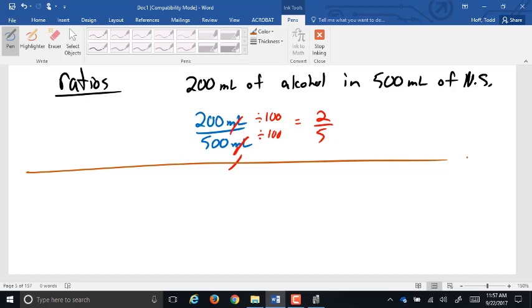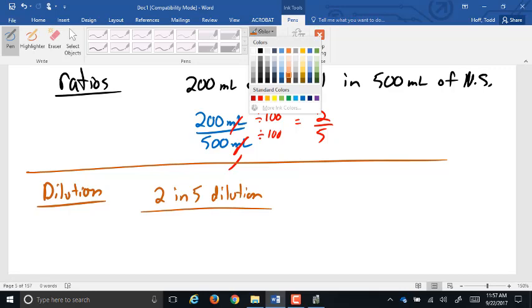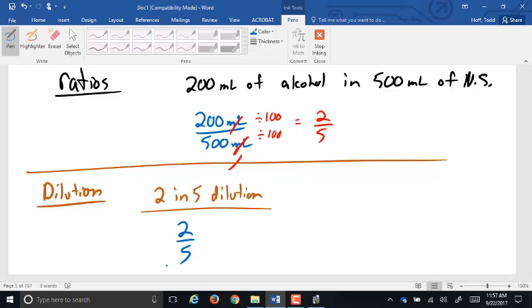I'm going to introduce you to a term that we're going to talk about a lot more in our next unit. A dilution is a ratio. We might have a 2 in 5 dilution. What that means is we are taking some sort of an active ingredient, like a medication. Let's say this is a 2 in 5 dilution of lidocaine in water. That's a 2 to 5 ratio. The 2 is the lidocaine, the 5 is the water.